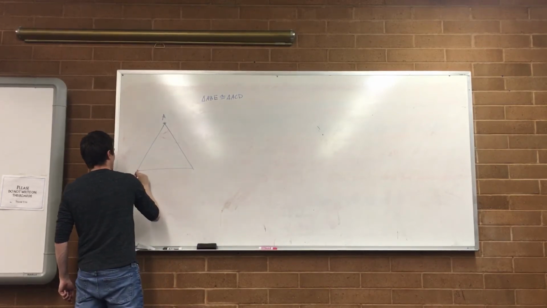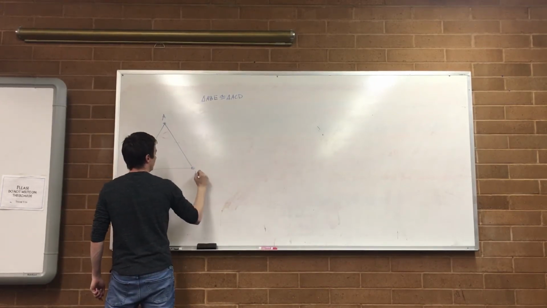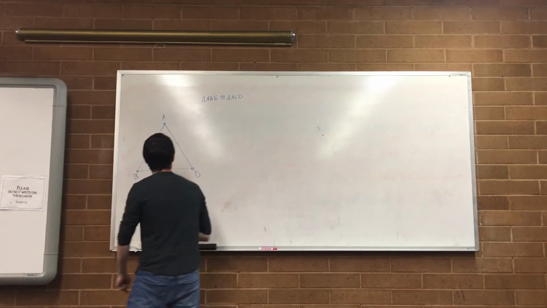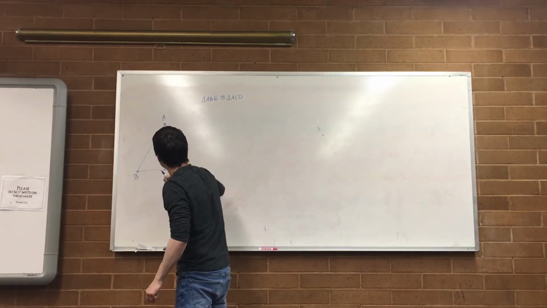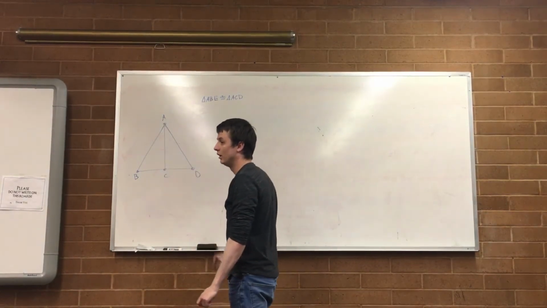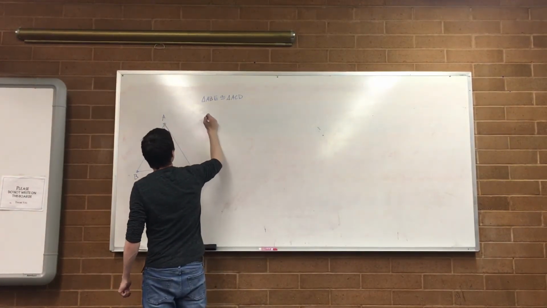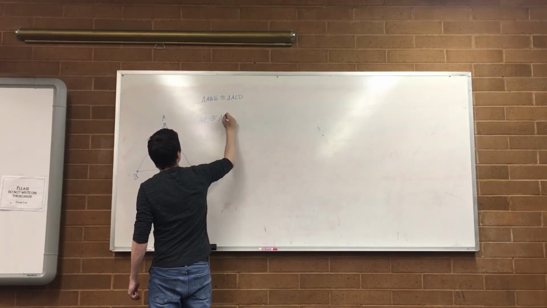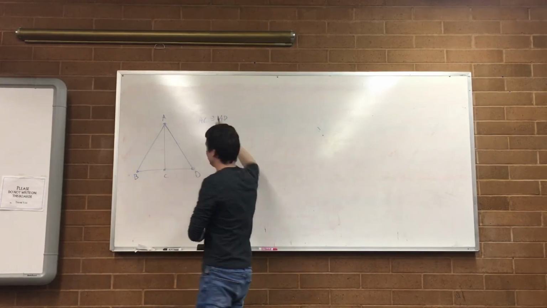A, B, D, and C somewhere in the middle. C. Okay? And what's given to us? You labeled that one. AC is congruent to AD. B's in the middle. Did I draw it right?